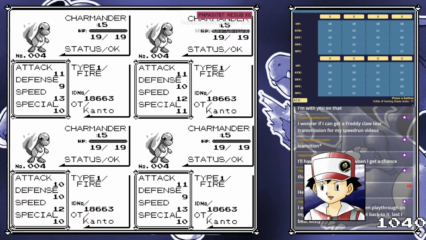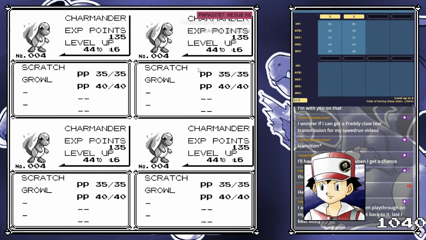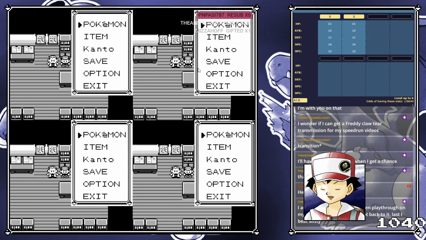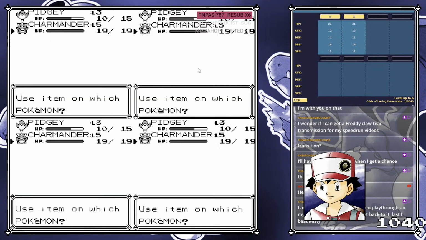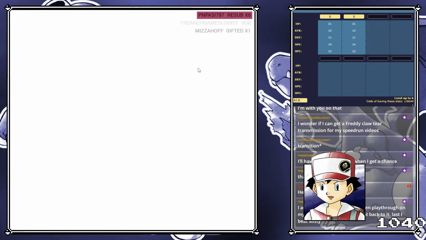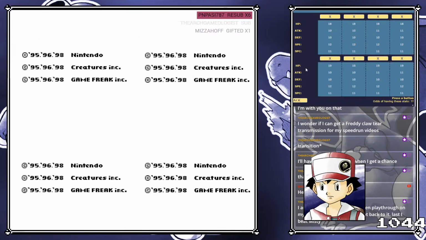Alright, top right looks good. 19 HP, check. 11, 10, 12k. So let's rare candy, top right. 20 HP, that's a no-go. That's a no-go.